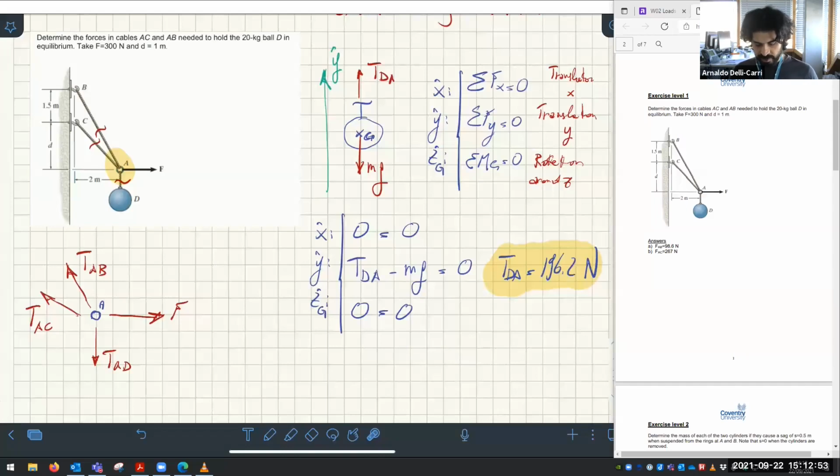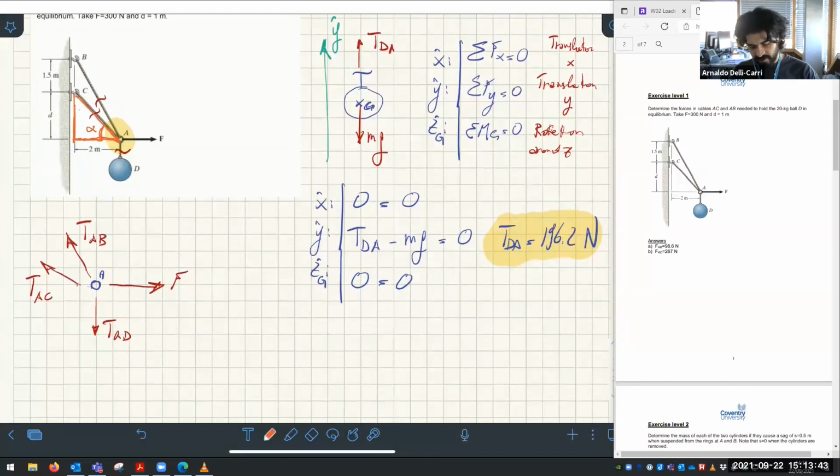Now, do we know the angles? Because TAB has a horizontal component and a vertical component, and TAC also has a horizontal component and a vertical component. So we must be able to split both of these into components. But to do so, we need to find the triangles. I might argue that this triangle here is what we need. This is one angle, let's call it alpha. How much is alpha? So, trigonometry.